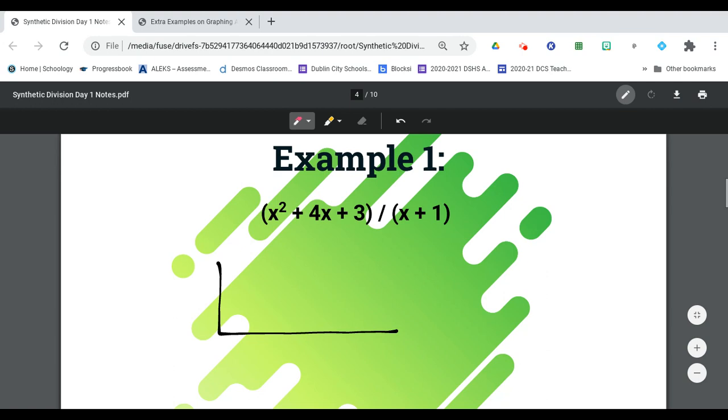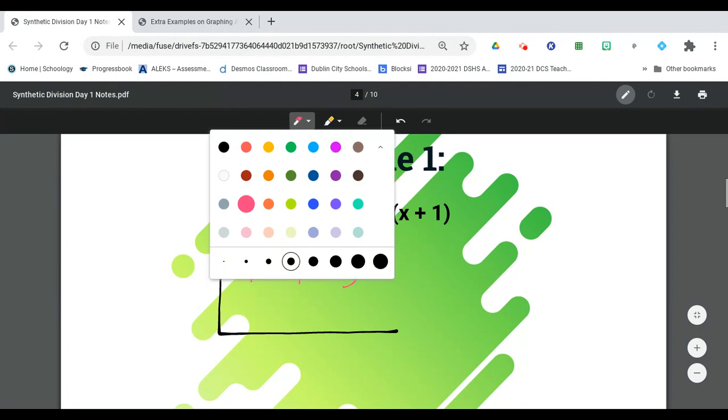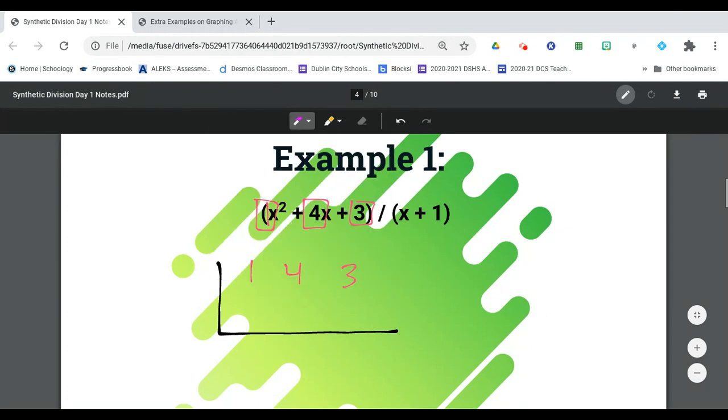Okay, so here I have a quadratic. So once again, I'm going to figure out what my terms are. So this would be a 1, a 4, and a 3. And I'm going to stick those on the inside of my box. I then have to find the 0 I'm going to divide out. So I would set this equal to 0, because remember x plus 1 is a factor, and I would get -1. So I'm going to divide -1 out of my polynomial.